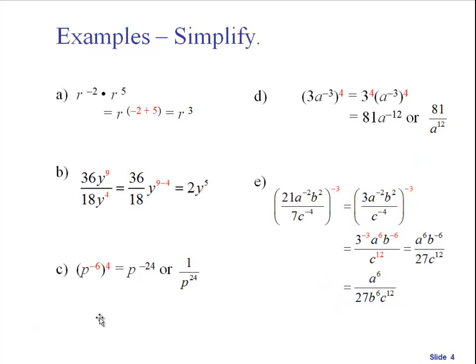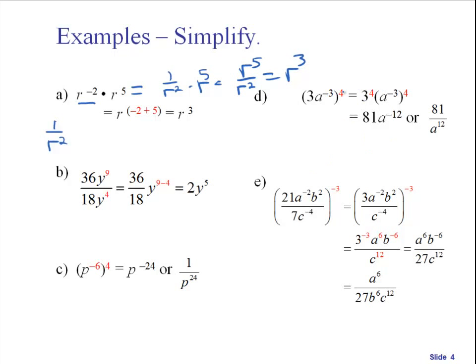Here are some examples. I worked through some on the previous slide. You can see some more showing you the same thing, right? You add these two and you get 3. Because isn't r to the negative 2 the same thing as 1 over r squared? So this really becomes 1 over r squared times r to the 5th, which is r to the 5th over r squared, and 5 minus 2 is r cubed. Same answer, right? So all these rules work in any direction.